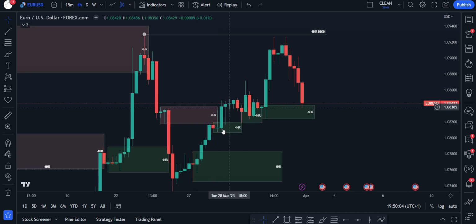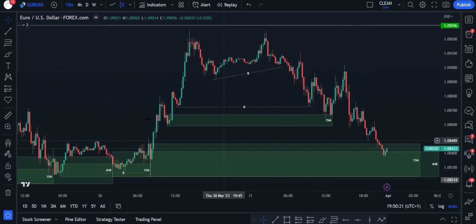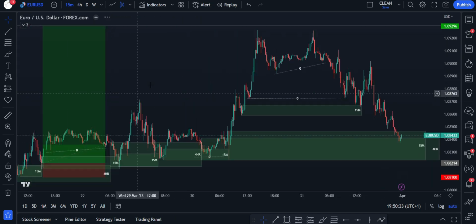pushed through. So this 4 hour demand has flipped this 4 hour supply. So this is a strong zone. Again, they're all terms that you can search for. So look up flip zones.